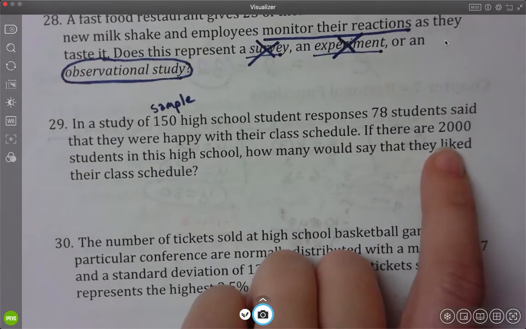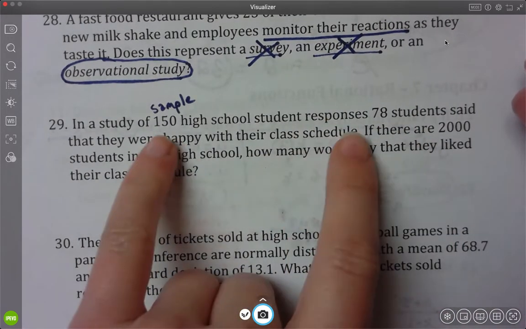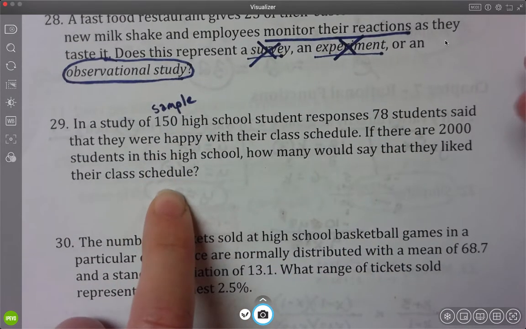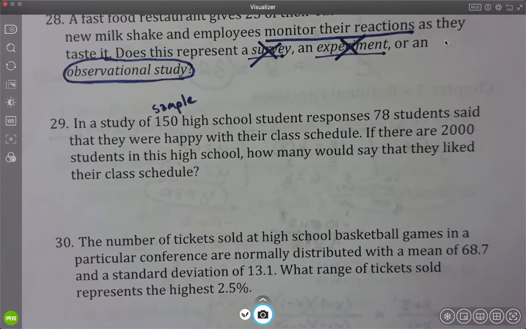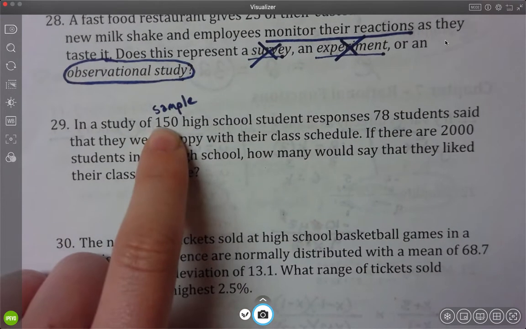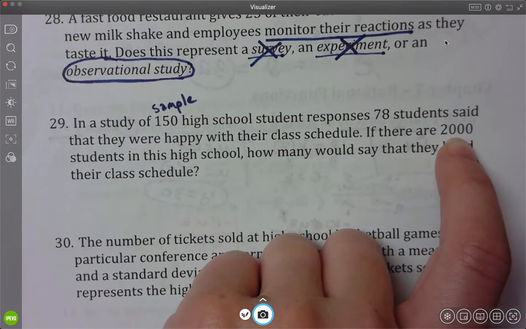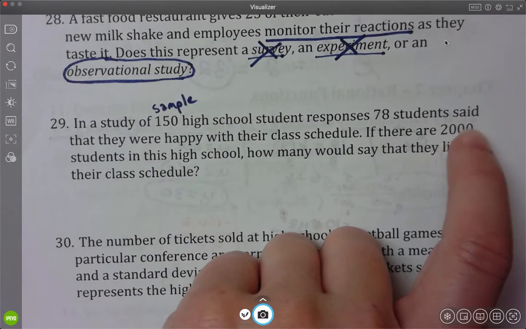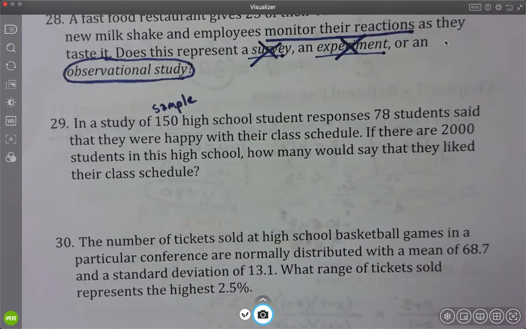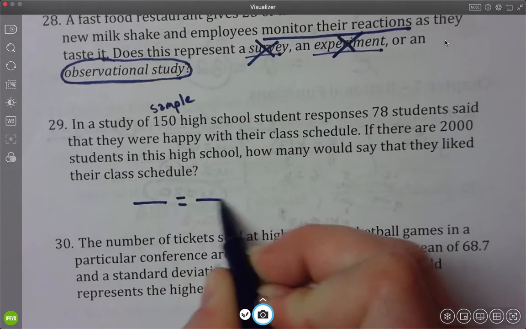So if I were to have surveyed 2,000 and they had the same results as my sample, how many approximately would say that they are happy with their class schedule? Well, 78 is a little bit more than half of 150. So I'm guessing that it's going to be a little bit more than 1,000 students, or a little bit more than half of this 2,000, that are going to say they like their class schedule. One thing that we can do, though, to figure out the exact number is I can do a proportion, okay?